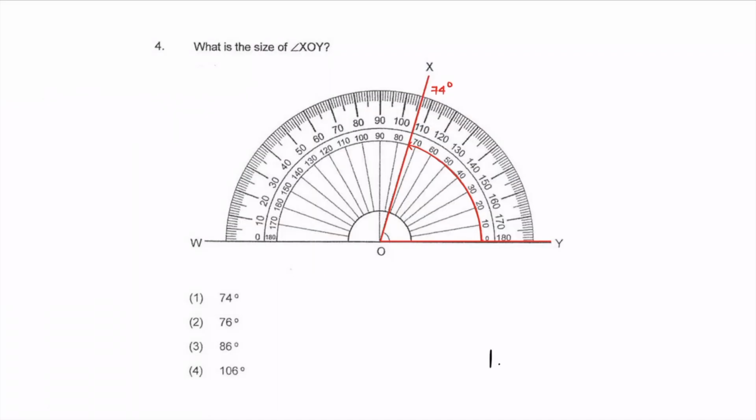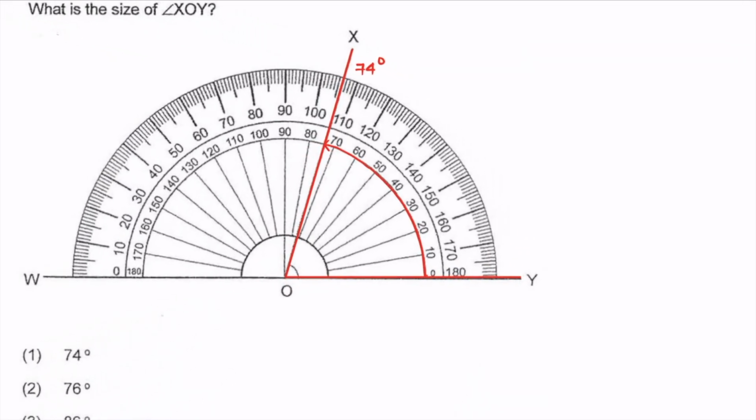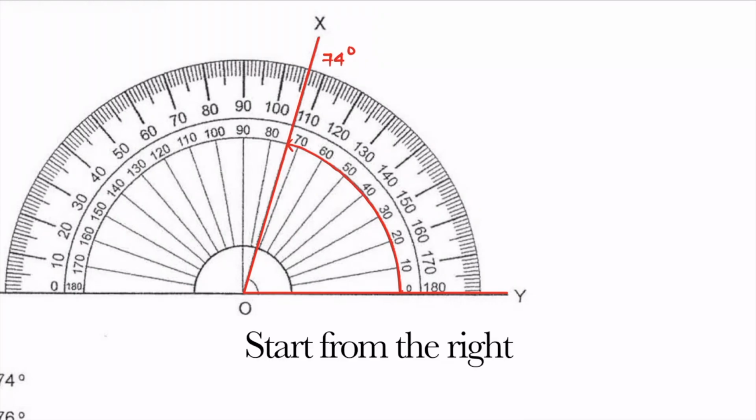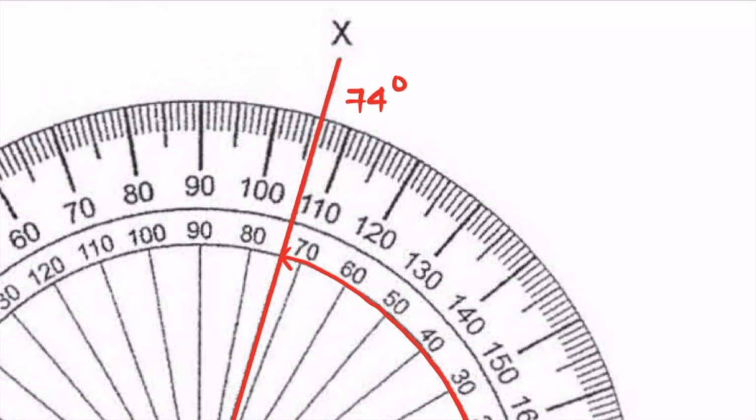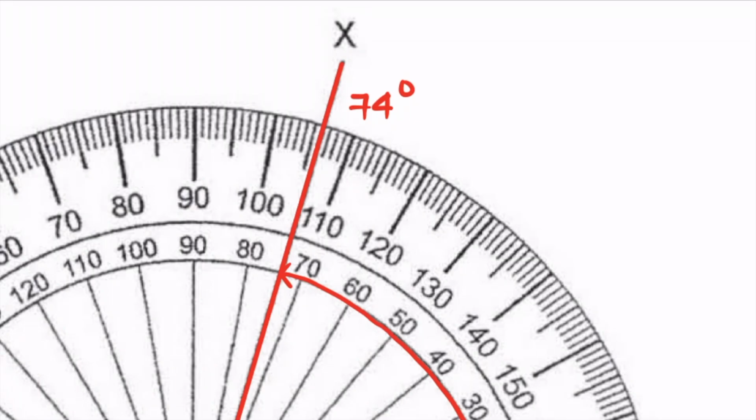Question 4, reading protractors. Now, because this angle is acute, then we will have to read from the right side. That means from this inner ring right here. So we're going to start with 0 from the right side and we're going to read up like that. So next thing to do is to just look carefully at this 70 here. And this is 1, 2, 3, 4 spaces. So that's around 74 degrees.